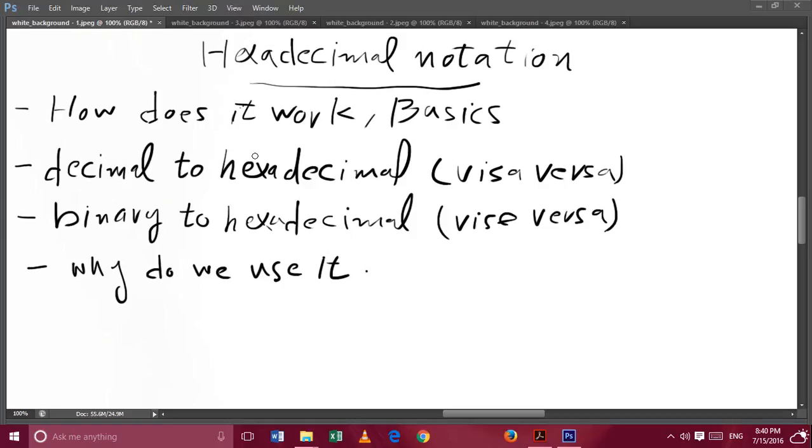Now usually we start by explaining this question, but you really need to understand the ins and outs of the hexadecimal notation, and once you do that by covering the first three elements, it will be very easy for you to see why we use the hexadecimal notation. So let's get to it.